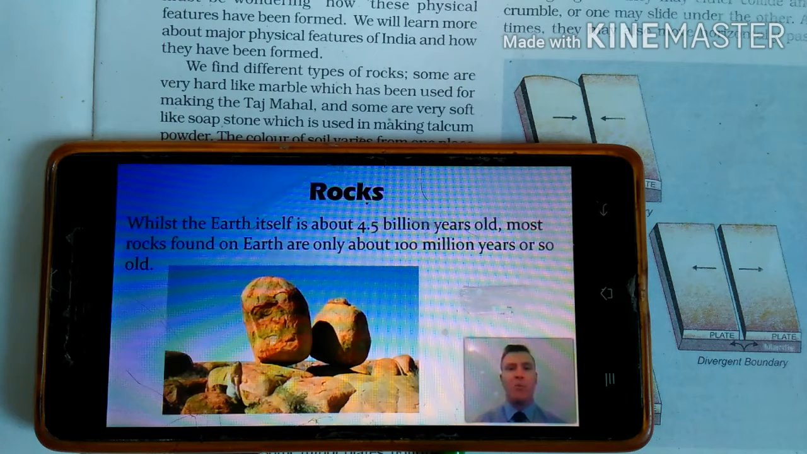The Earth is about 4.5 billion years old, okay, so that's pretty old. However, most of the rocks found on Earth are only about 100 million years old. And this 100 million years sounds like a long time, but when you're talking 4.5 billion years, you can see that it's only a fraction. So therefore, there must be some process which is making and breaking rocks down and making new ones.